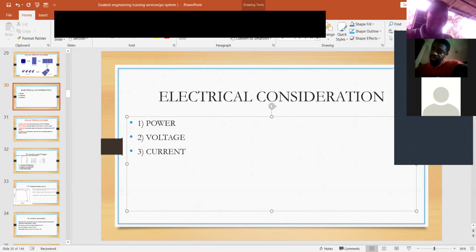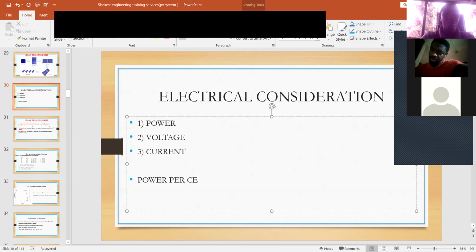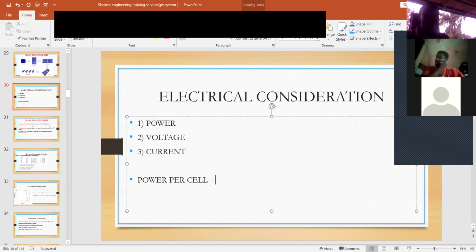So for power considerations, you first of all get power per cell. I have all these things written down. Power per cell is equal to, for a given cell, about 2.85 watts.